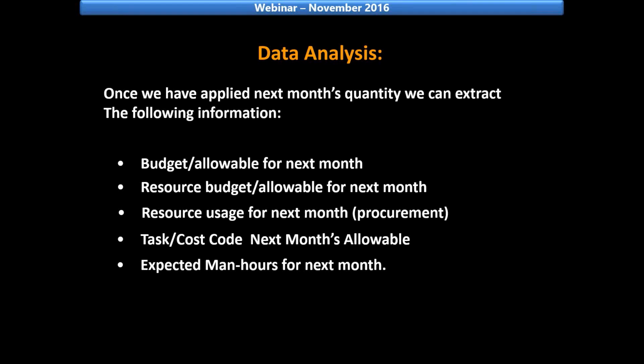There we added in some extra columns to our resource list, which will depict our next month usages. Remember, we can view it for waste as well and cost. We can view the resource usage for next month. We can also go and view the task and cost code depending on your level of control for the next month allowable. And we also set up an expected man hours document for the next period.